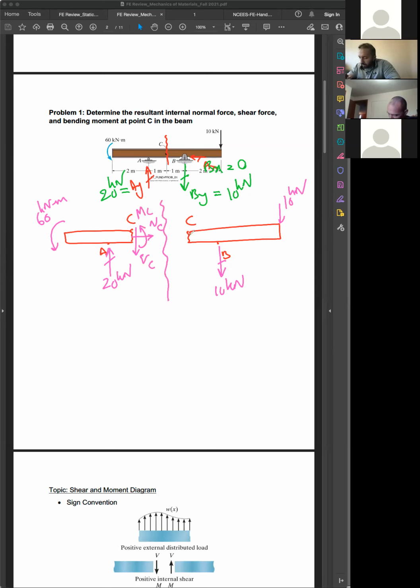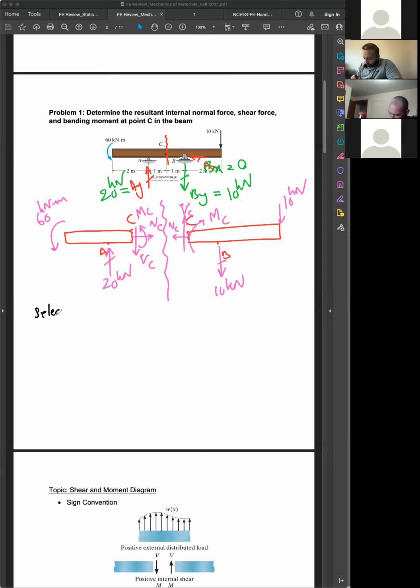This is the left side. For the right side, outward arrow for axial positive. Shear needs to rotate the structure clockwise, so for this side would be upward. And also we have the upward arrow moment. All right. Either you can select the left side or right side, doesn't matter. Maybe let's just select the left side.